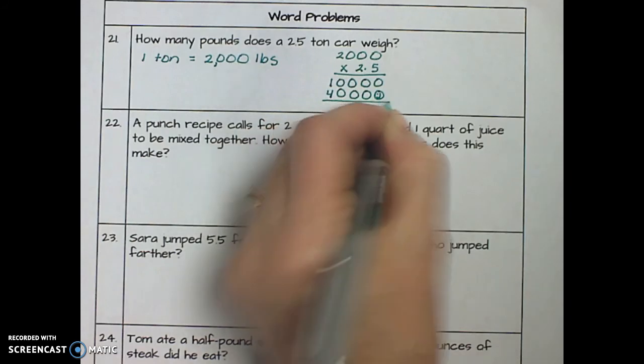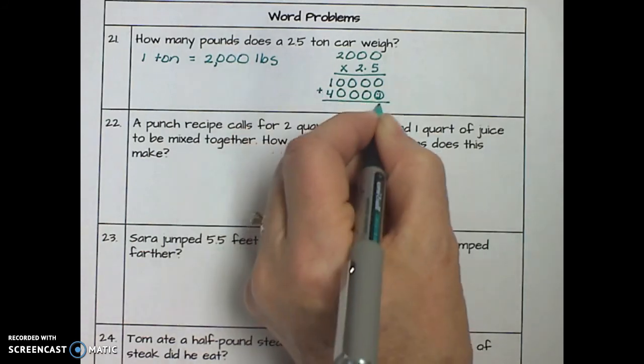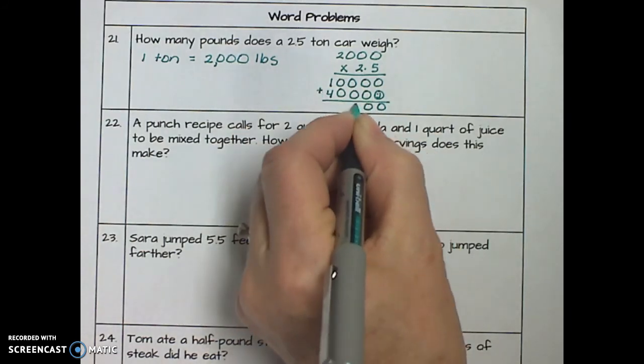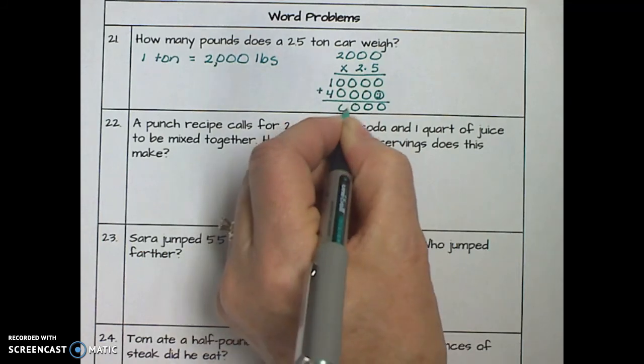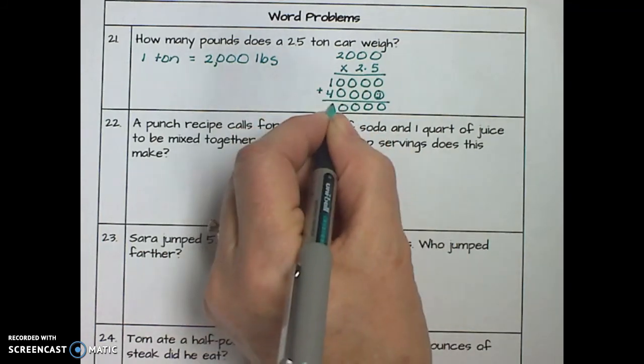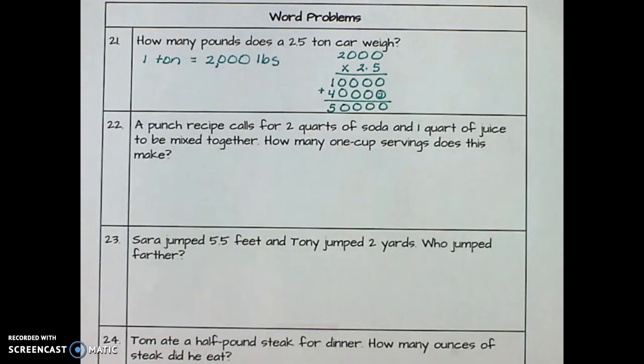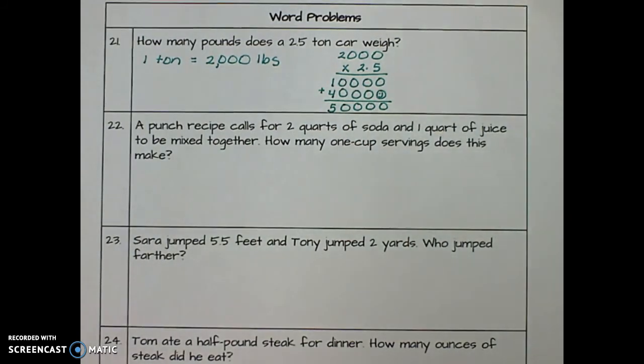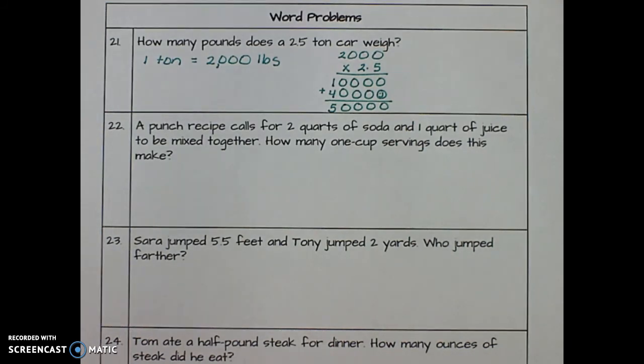Now we're going to add. Lots of zeros again, straight down. And then 1 plus 4 is 5. So it looks like our answer is 50,000 pounds, but it's not. What do we need to do before we're finished with this problem? Does anybody have any ideas? Look at it really closely.